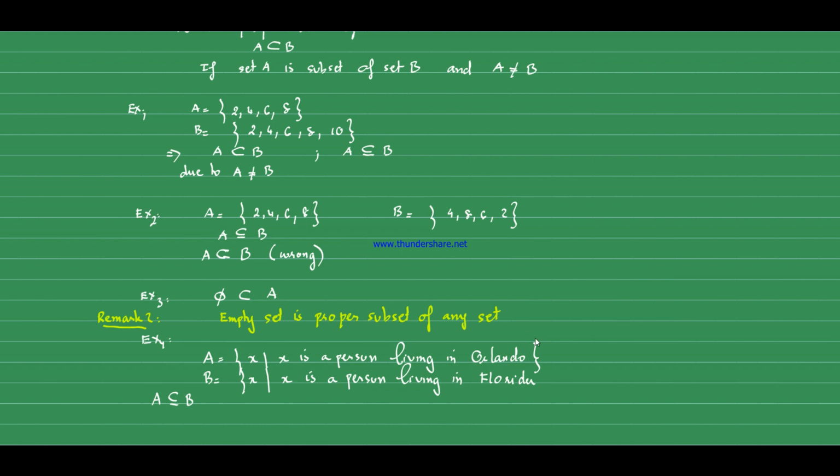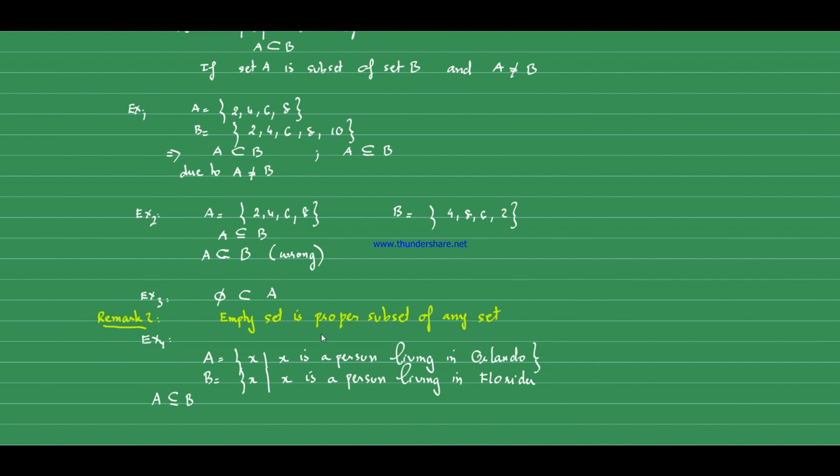But the number of people living in Orlando is not the same as the number of people living in Florida, because the number living in Florida will be larger, many more. I believe there are only a few million people living in Orlando, but about 20 million living in Florida. So the sets are not equal.